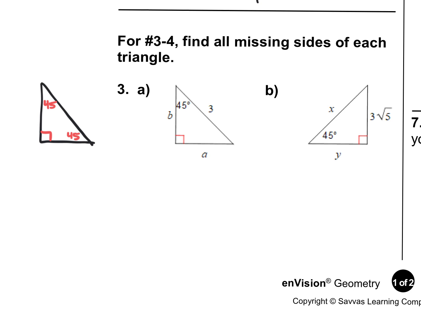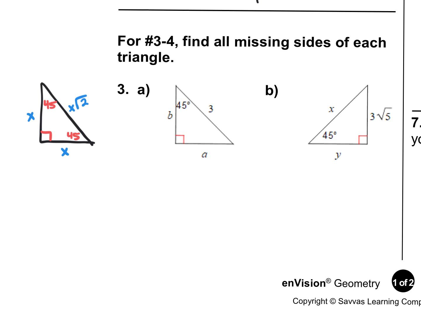2 sides are equal. The 2 legs are the same. Okay, and then how do I get from leg to hypotenuse? Square root of 2. Yep, it's going to be square root of 2. Am I going to use any other number? No. So if I'm going to the hypotenuse, I'm multiplying. If I'm going back, I am dividing.